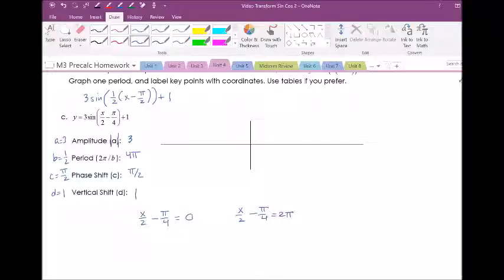So if I add pi over 4 in each of these to start solving for x, and then here I'm going to multiply by 2, so x equals pi over 2 will be the x value at key point number 1. In the next one, if I add pi over 4, 8 pi over 4 plus 1 pi over 4 is 9 pi over 4, and then multiplying by 2 is going to give me 9 pi over 2. So that should be the x value of key point number 5.